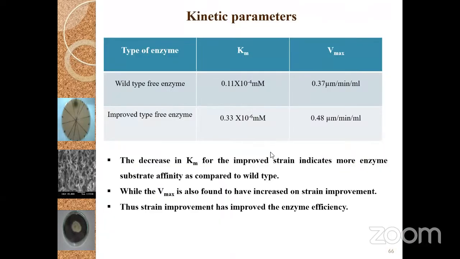Then the kinetic parameter study was carried out. It was observed that the Km value for the wild type strain was 0.11 × 10^-4 millimolar, and for the improved strain it is 0.33 × 10^-6 millimolar. So the decrease in the Km for the improved strain indicates more enzyme-substrate affinity as compared to the wild type, while the Vmax is also found to have increased on strain improvement. Therefore, it was concluded that the strain improvement has improved the enzyme efficiency.